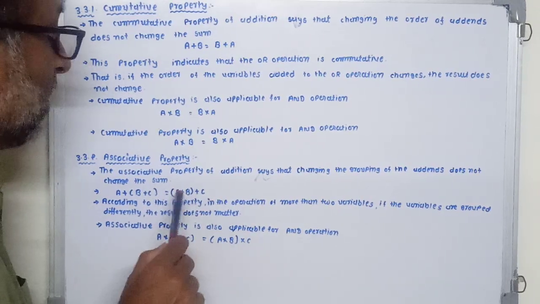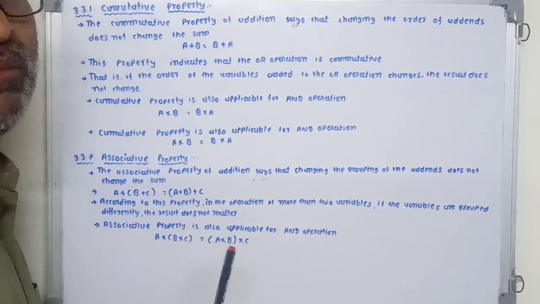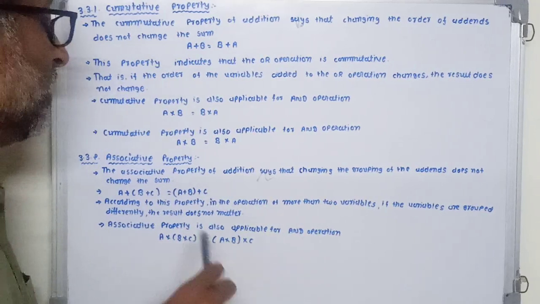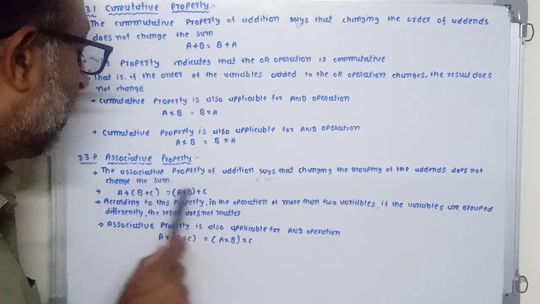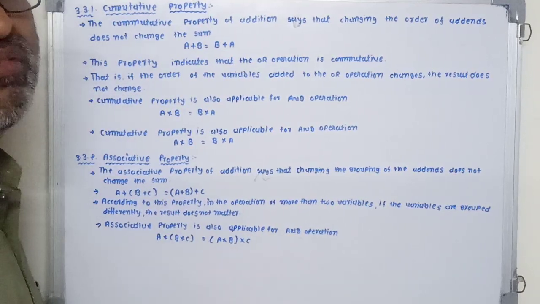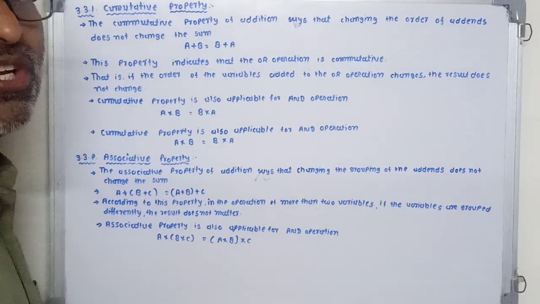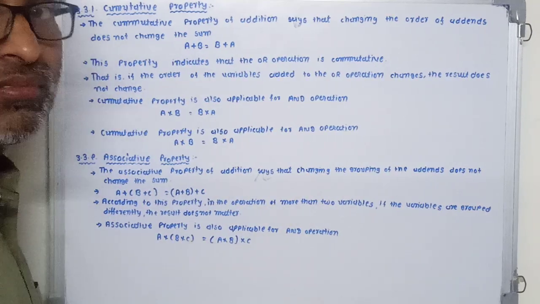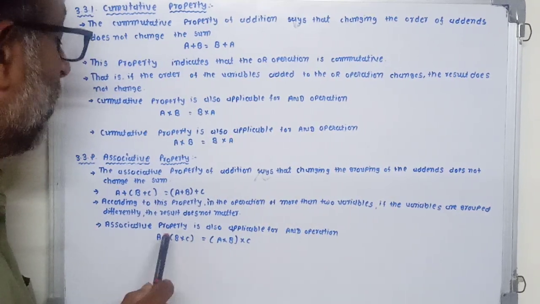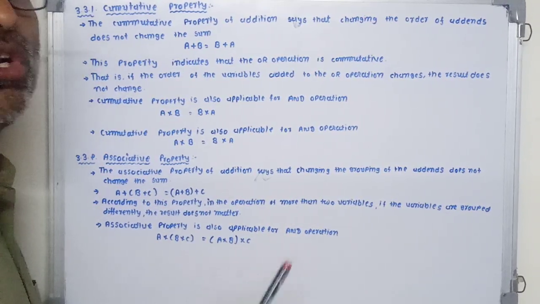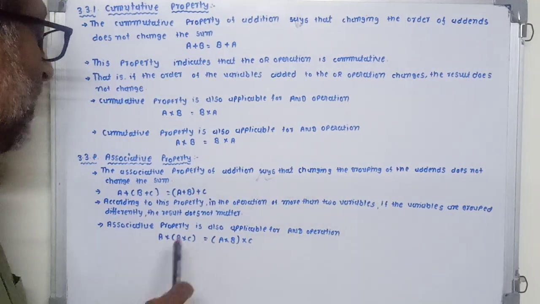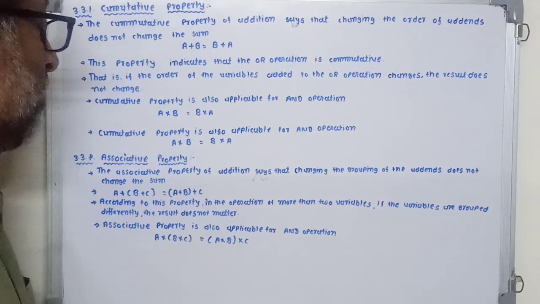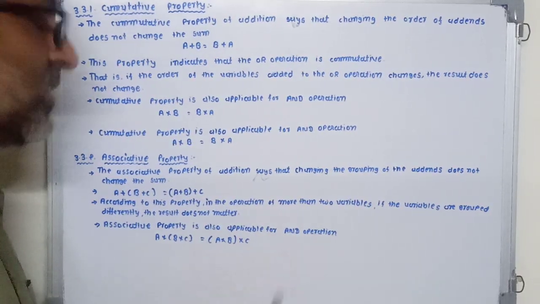That means in this case, the group consists of variables a and b which are added to c. So here the group is different, but the result will be the same. That means it does not affect the output. So according to this property, when the operation involves more than two variables, if the variables are grouped differently, the result does not matter. We will get the same result.